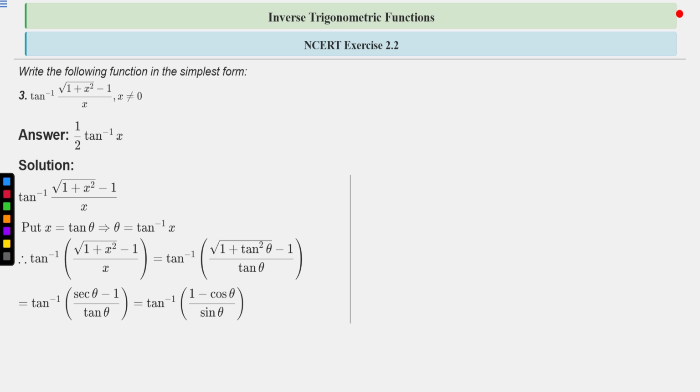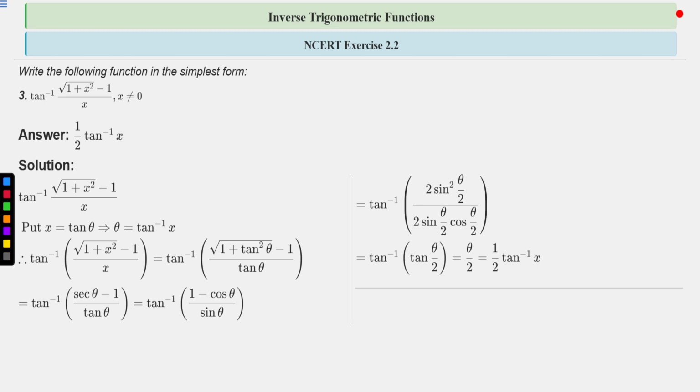Now, we will convert this term: sec theta can be written as 1 by cos theta, and tan theta can be written as sin theta upon cos theta, right? And after simplification, we will get tan inverse of 1 minus cos theta upon sin theta, isn't it? Now we can convert 1 minus cos theta. We know the formula: 1 minus cos theta is equal to 2 sin square theta by 2.